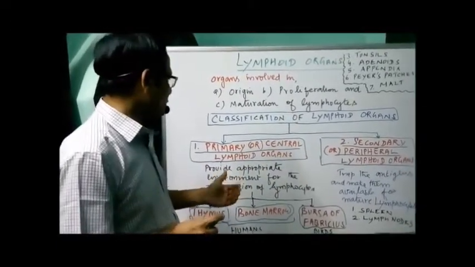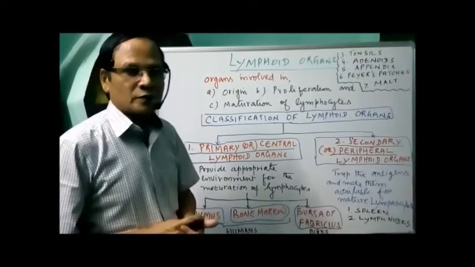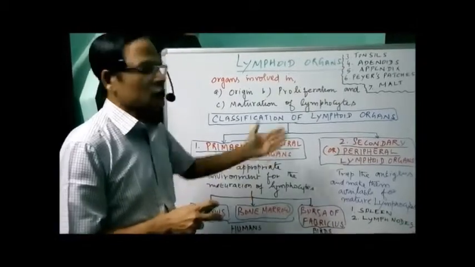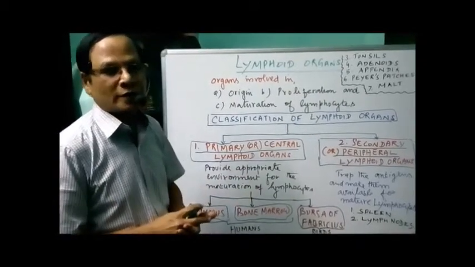We'll see one by one. First the primary or central lymphoid organs, the examples, the structure and the functions. Then we'll go to the next one, the secondary lymphoid organs.